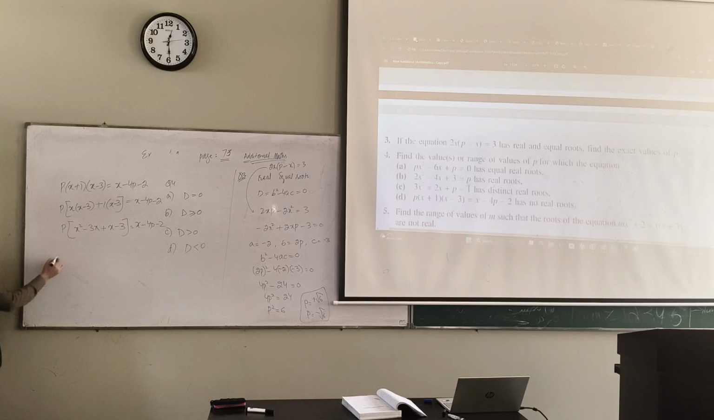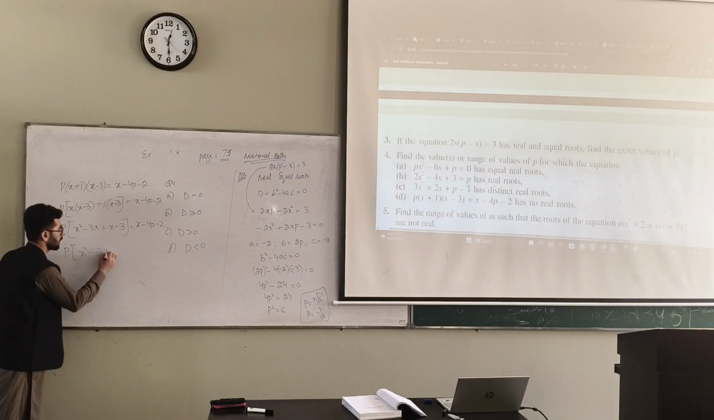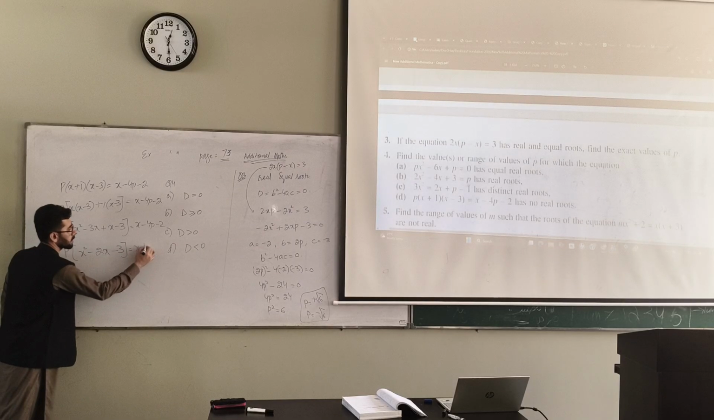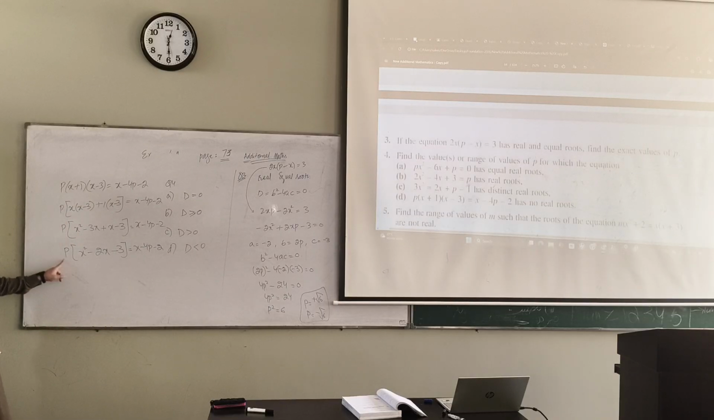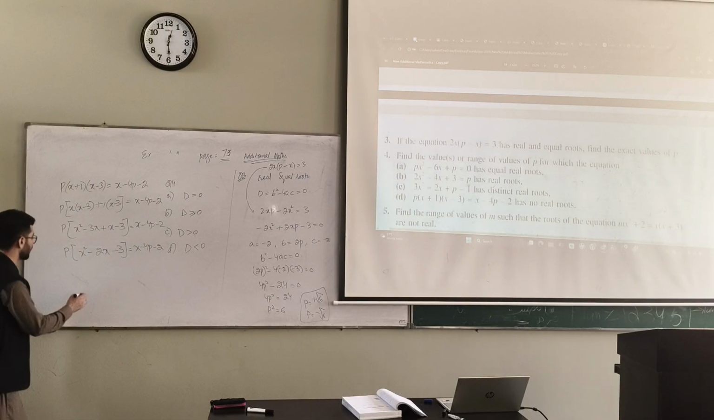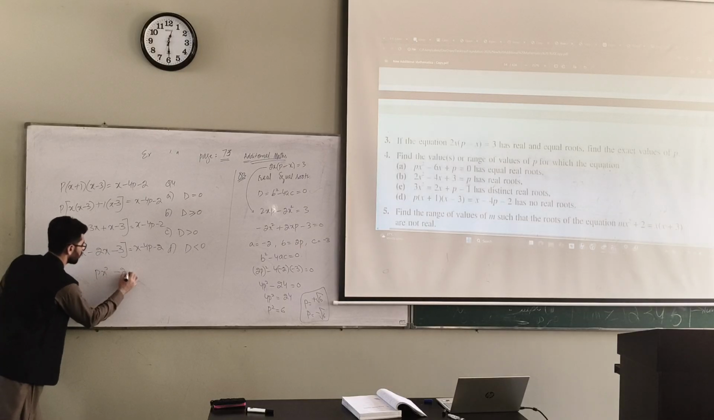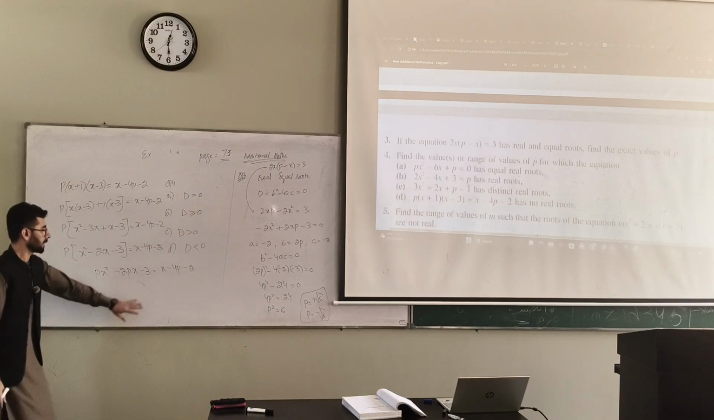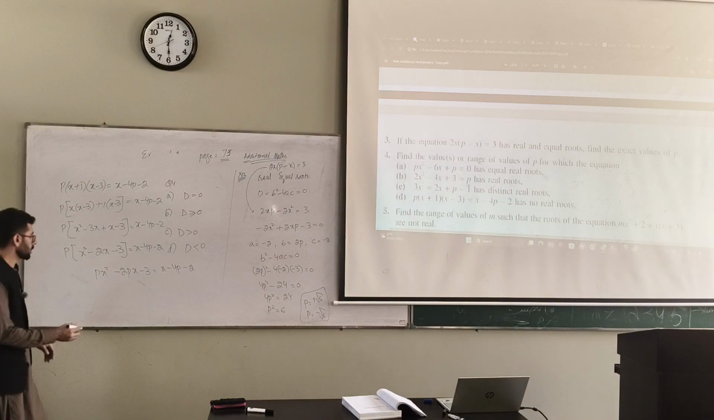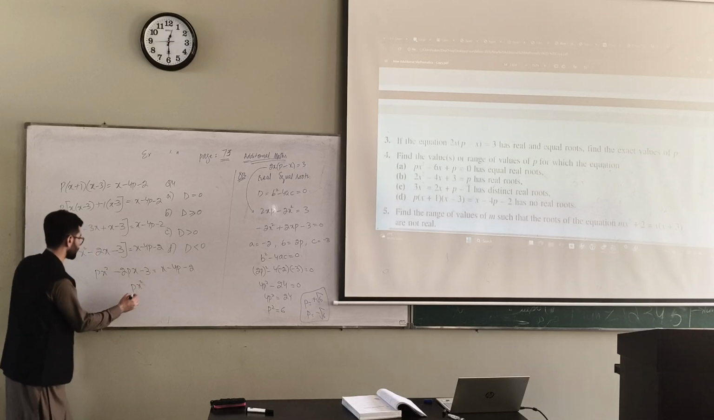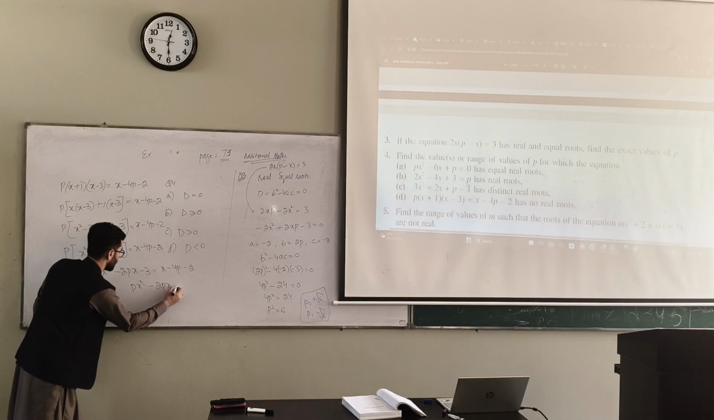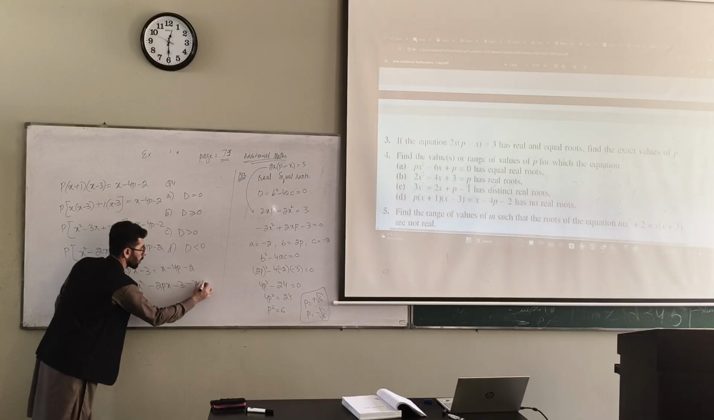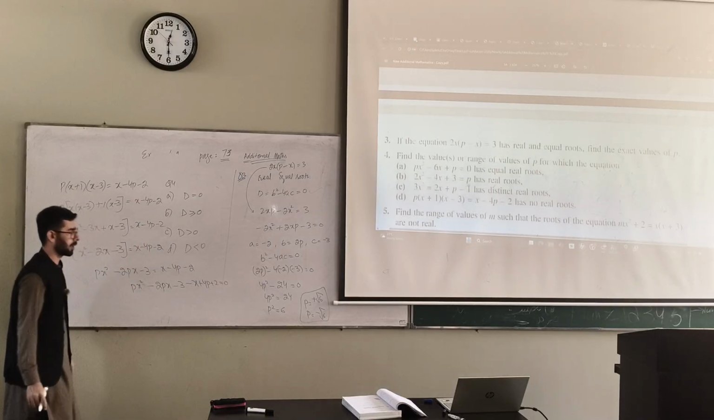We have p times x squared. If we subtract 3x from x, we get negative 2x minus 3 equal to x minus 4p minus 2. We multiply p with all of it. So we have px squared minus 2px minus 3 equal to x minus 4p minus 2. We take this whole on the left side to make one equation. We will have px squared minus 2px minus 3 minus x plus 4p plus 2 equal to 0.